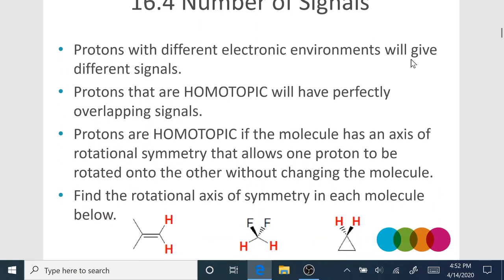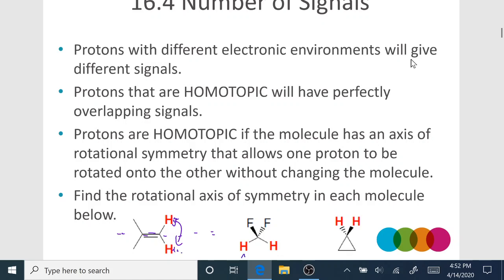So first of all, we're going to talk about the number of signals. So hydrogens with different electronic environment give different signals. Hydrogens that are homotopic, meaning they're equivalent, will have perfectly overlapping signals. Hydrogens that are homotopic if the molecule has an axis of rotational symmetry that allows one proton or hydrogen to be rotated onto the other without changing the molecule. In other words, these are equivalent because if we rotate the molecule about an axis that exists here, then we wouldn't be able to tell these 2 hydrogens apart, right?